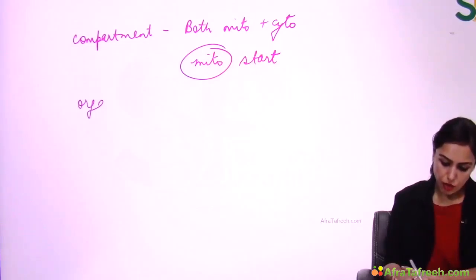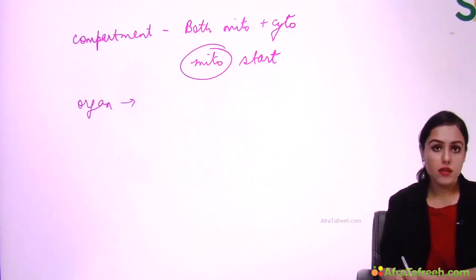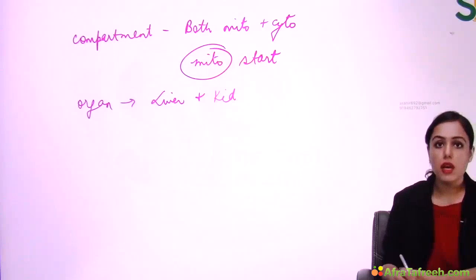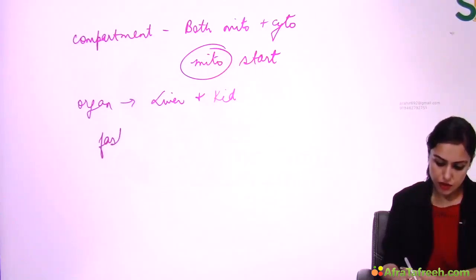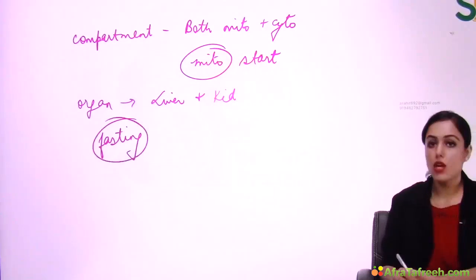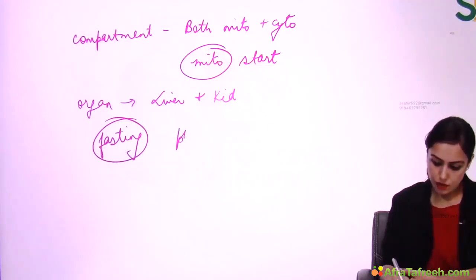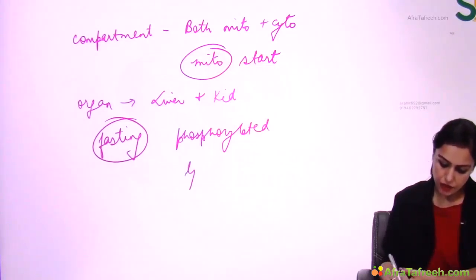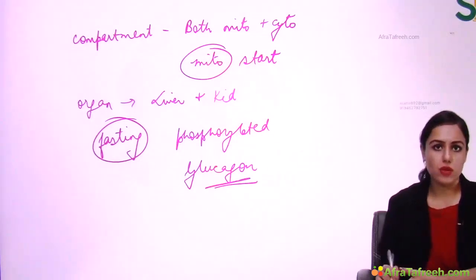Now, let's talk about organ. It is occurring in which organ? It is occurring in liver and kidney. And as this gluconeogenesis pathway is occurring in fasting condition, so the enzymes will be active in phosphorylated state, and all these enzymes will be activated by which hormone? Activated by glucagon and inhibited by insulin, right?